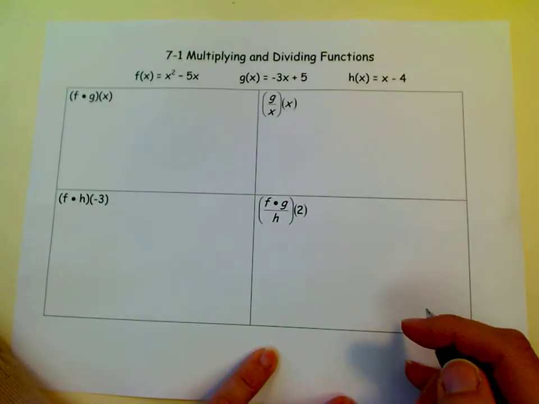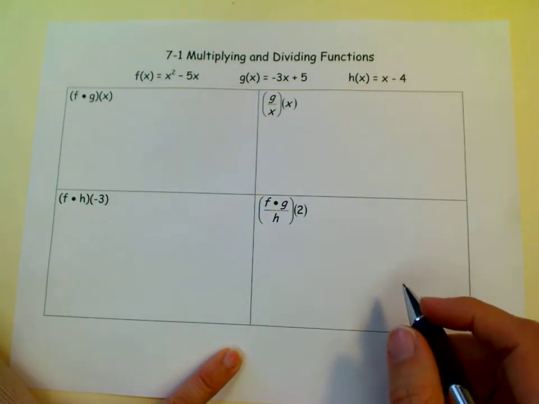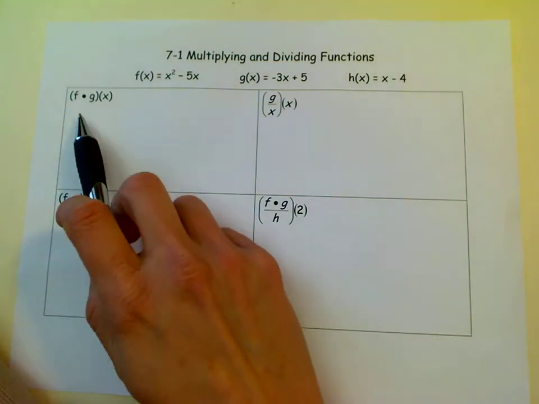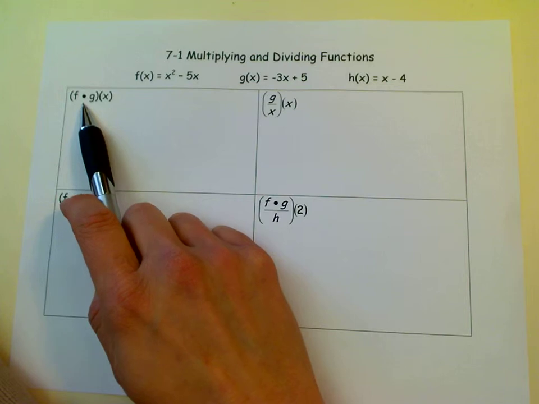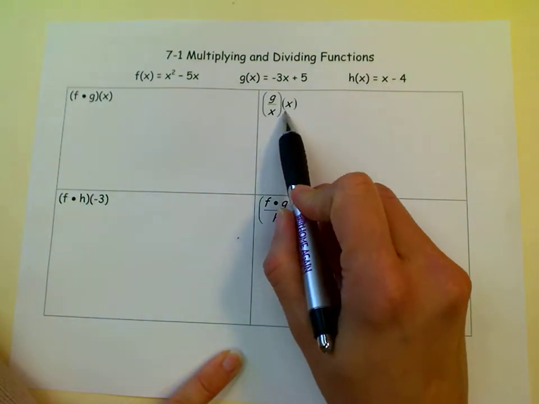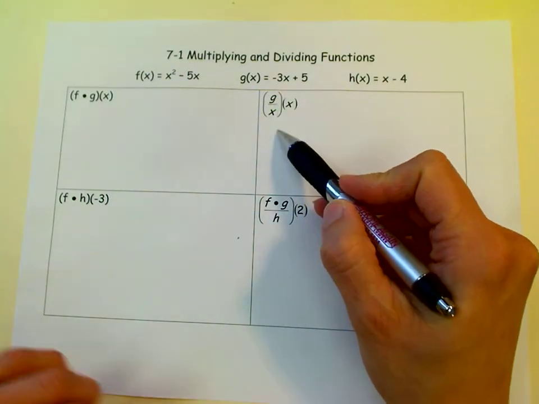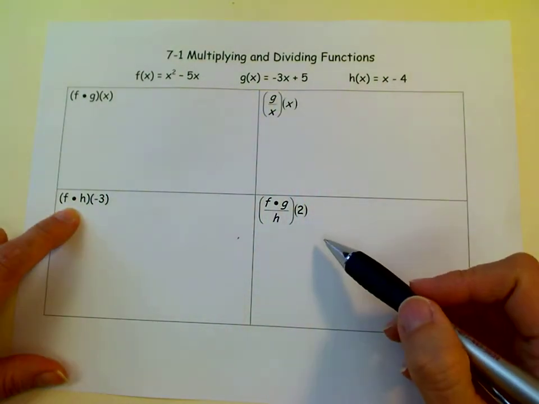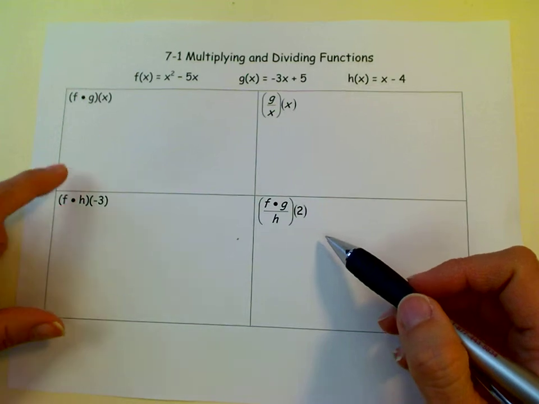Gradients m squared, and we are going to multiply and divide some functions. When we do that, we want to notice that this is different than a composite function. We have a little times sign in here, or sometimes you might see it like this. Well, that's division.